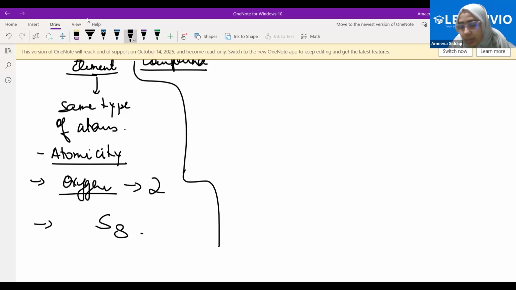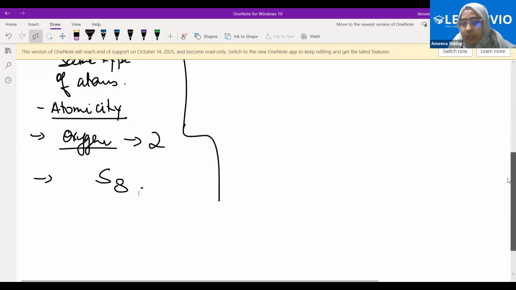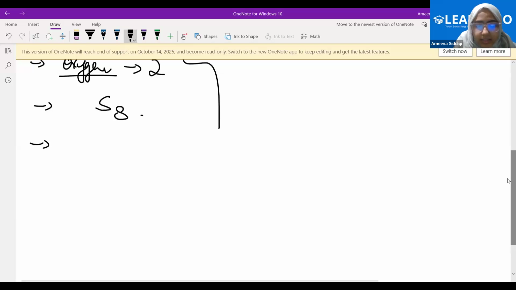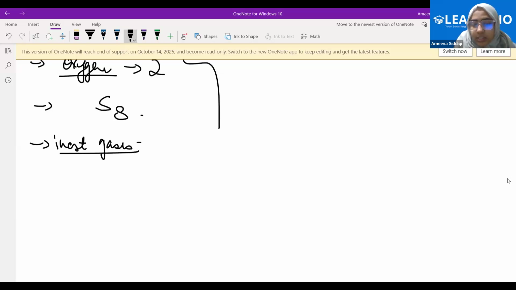In one molecule, how many atoms of sulfur will we have? 8. Ma'am, is it not clear, bache? No, ma'am, it's clear. Okay. So that's regarding molecules. Now, when we have inert gases, what is the atomicity? 1. Yes, atomicity is 1.